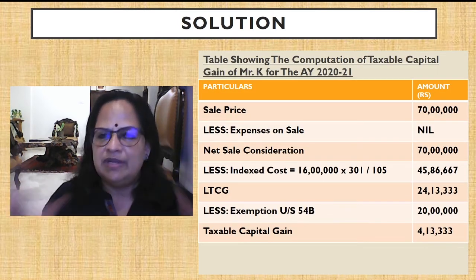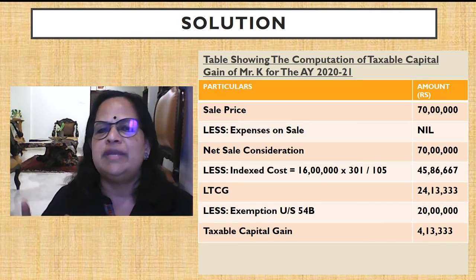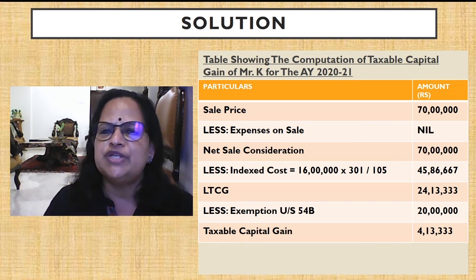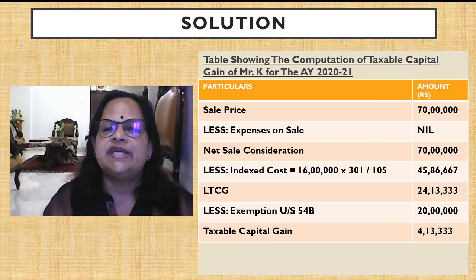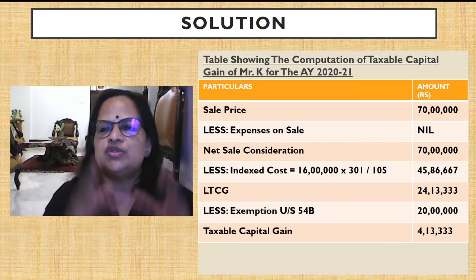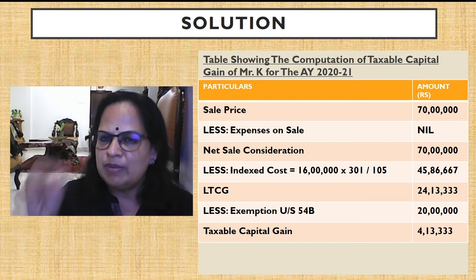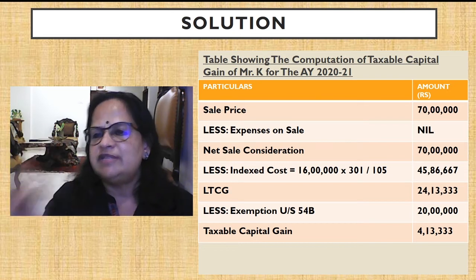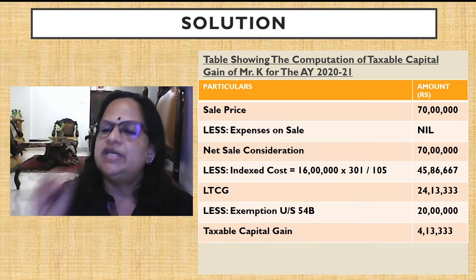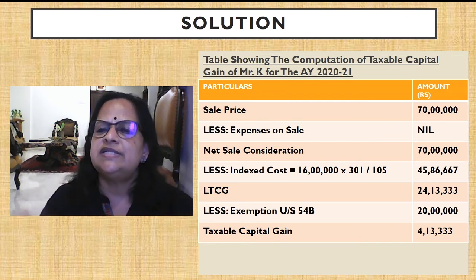Now table, a problem should always be in the table format. So you have to remember the table showing the computation of taxable capital gain of Mr. K for the assessment year 2021. Sale price is 70 lakhs, less expenses on sale. This is just to remember that it's in the format. If that item is there, it should be adjusted. It is not there, so net sale consideration is 70 lakhs.